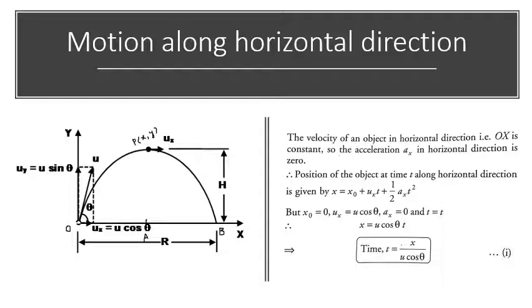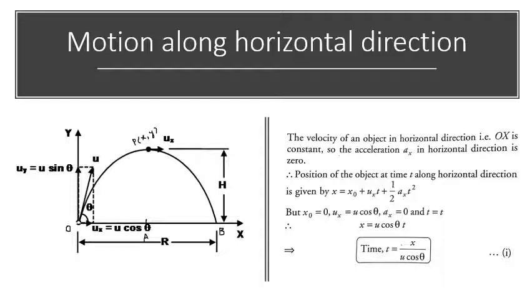Now, while resolving velocity u into two components, resolve means splitting, right? So you're going to split the velocity u into two components, that is u cos theta along OX and u sin theta along OY. As the horizontal component of velocity, u cos theta, is constant throughout the motion, there is no acceleration and hence no force in the horizontal direction if air resistance is assumed to be 0.